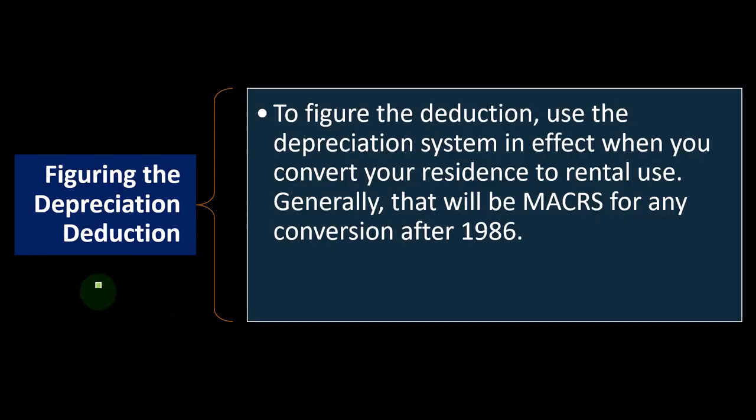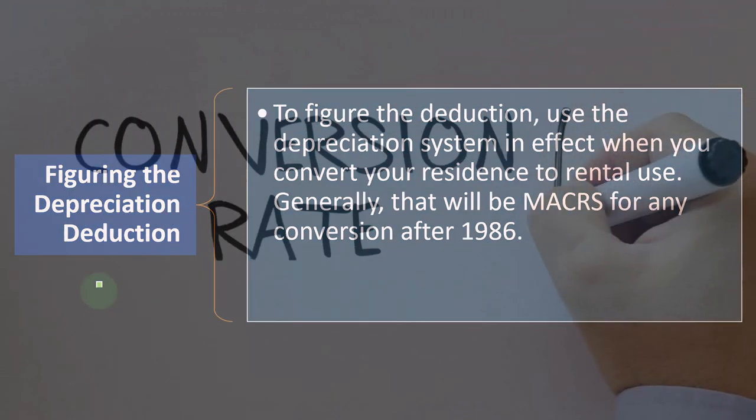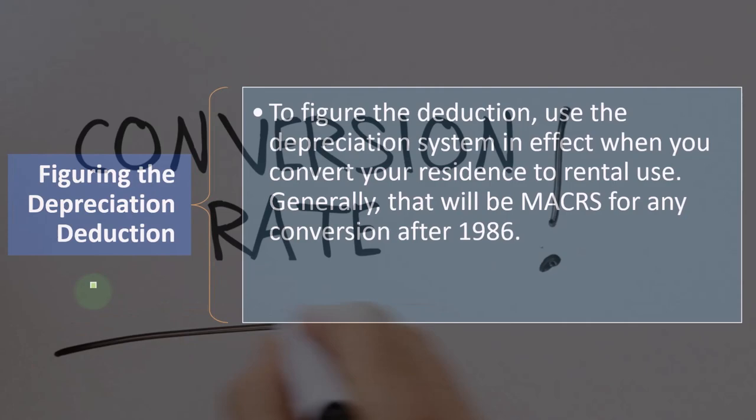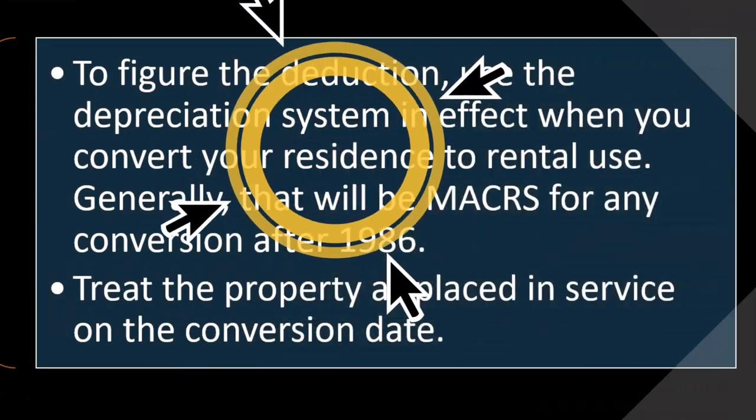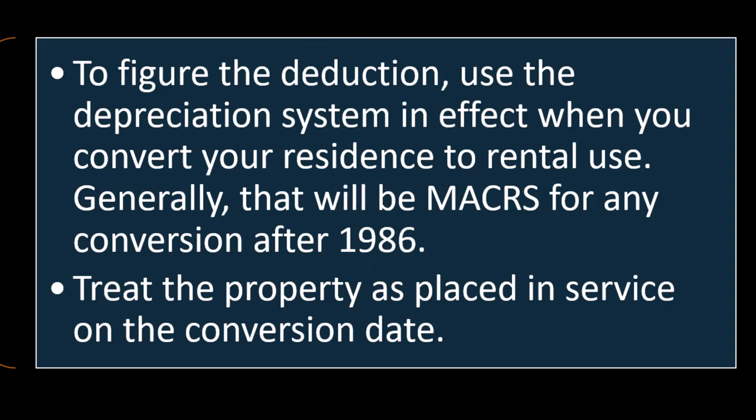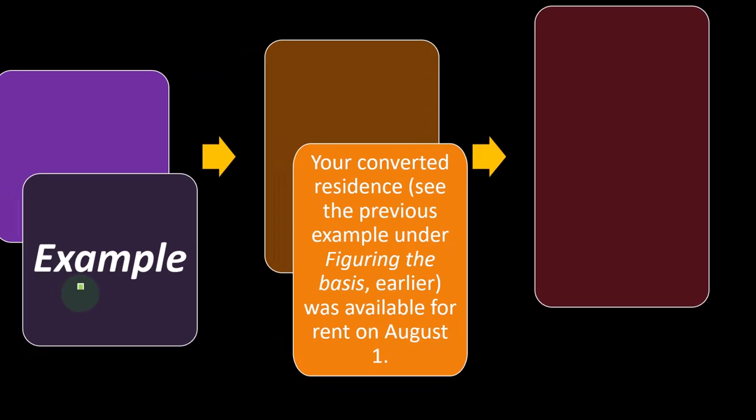All right, figuring the depreciation deduction. To figure the deduction, use the depreciation system in effect when you convert your residence to rental use. So generally that will be MACRS for any conversion after 1986. MACRS is going to be our general depreciation method once we put the depreciable property on the books usually. Treat the property as placed in service on the conversion date.